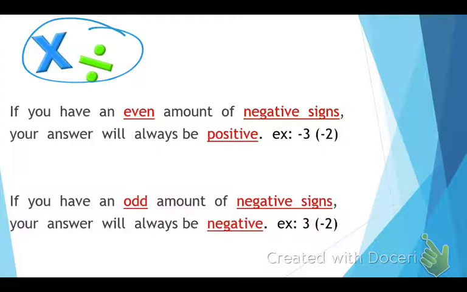Positive, okay? So you can look at my example. It says -3 times -2. What would my answer be, class? Positive 6, okay? Next one, if you have an odd amount of negative signs, your answer will always be negative. So what would 3 times -2 be, class? It would be -6. Okay, you want to remember those rules for your test tomorrow and for our game today.